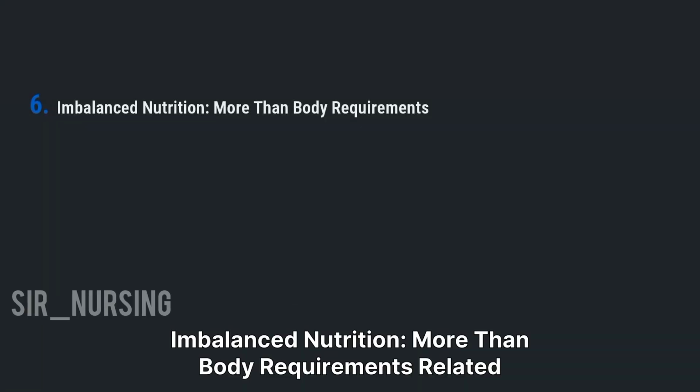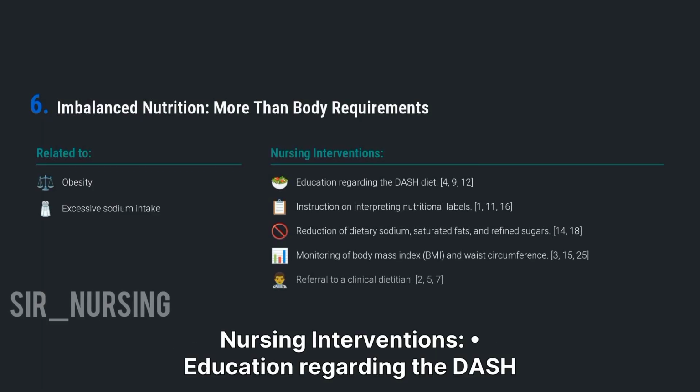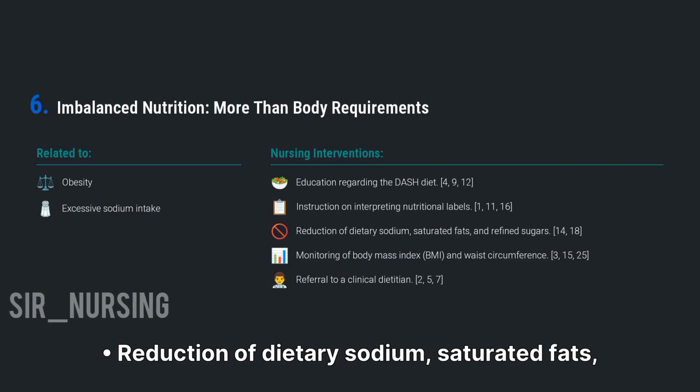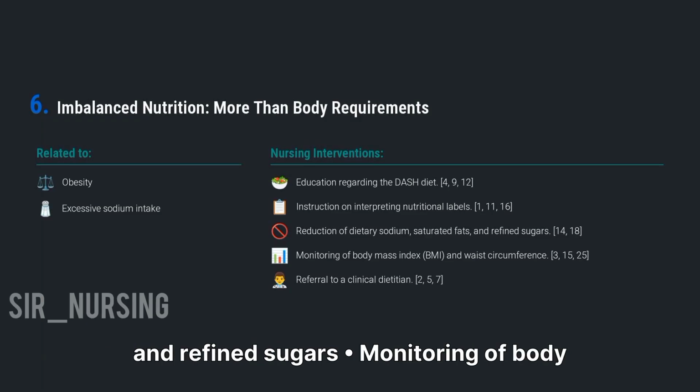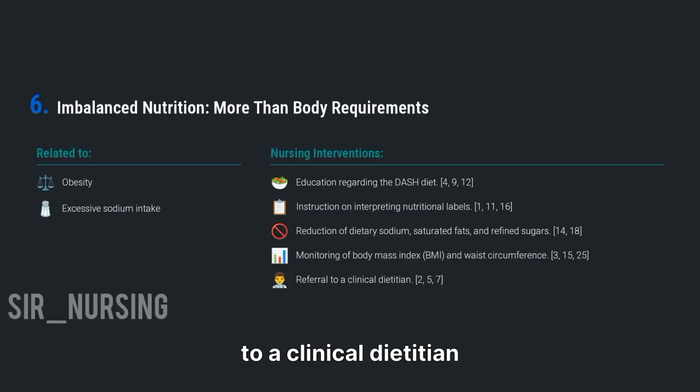6. Imbalanced nutrition, more than body requirements, related to obesity, excessive sodium intake. Nursing interventions: education regarding the DASH diet, instruction on interpreting nutritional labels, reduction of dietary sodium, saturated fats, and refined sugars, monitoring of body mass index and waist circumference, referral to a clinical dietitian.